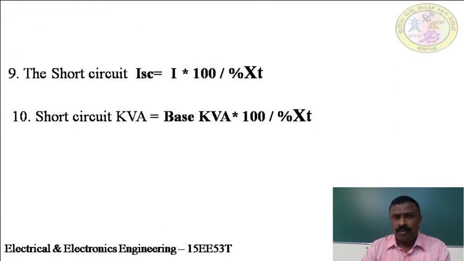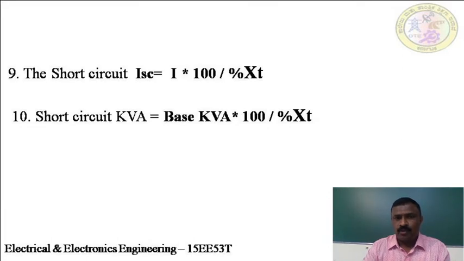Generally we are taking this as unity. So once you know the full load current, then we can go for the short circuit current, where the short circuit current ISC can be given as I, the full load current, multiplied by 100 divided by the total reactance or the percentage total reactance.